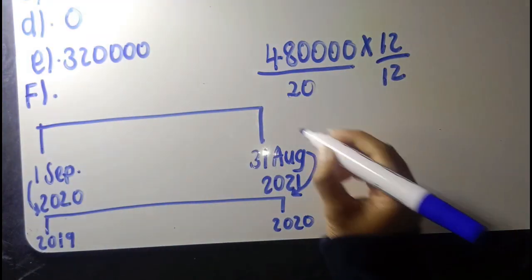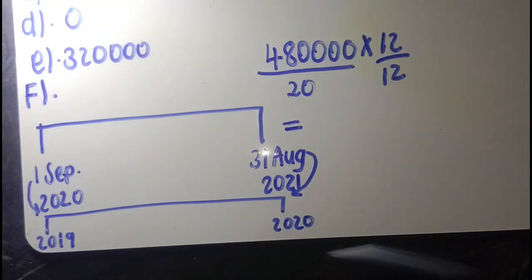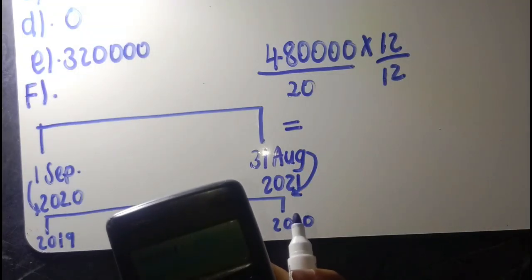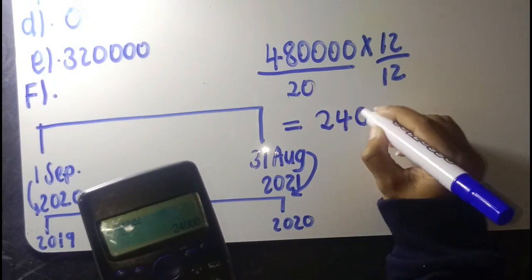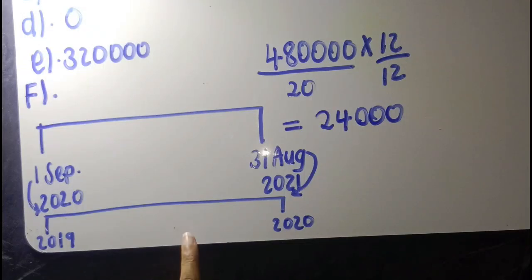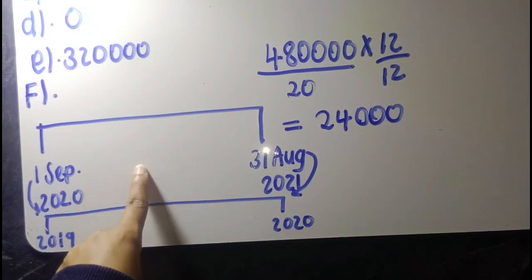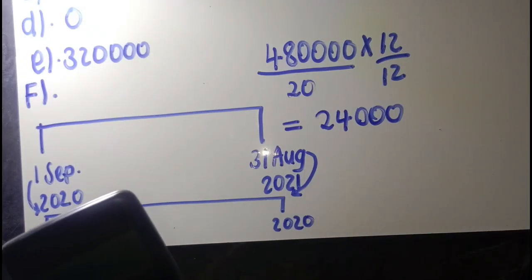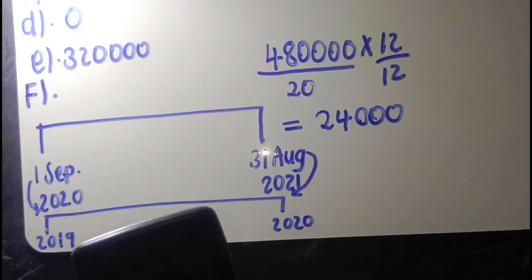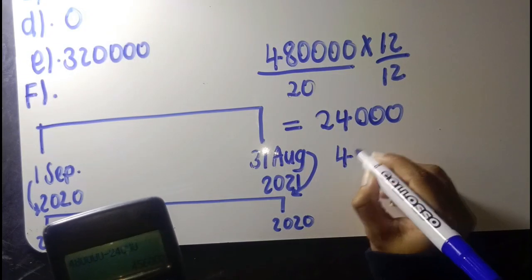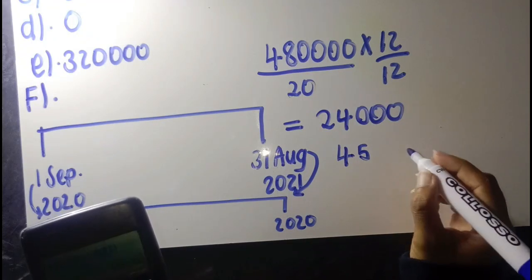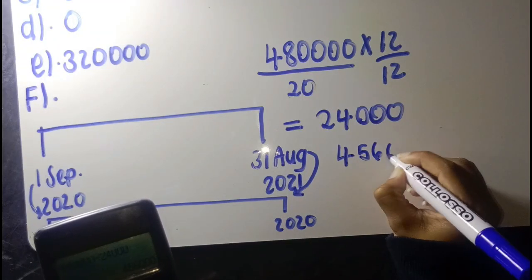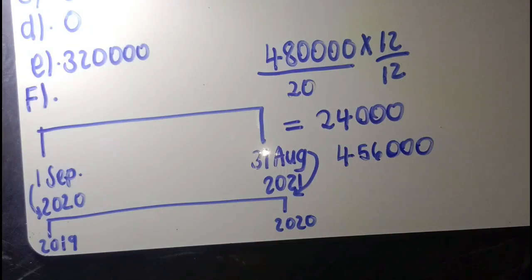So now what you're gonna do is calculate this: 480,000 divided by 20, and you have 24,000, right? For the first year. So for the second year, in our business, you're going to say 480,000 minus 24,000, because they said reducing, right? And you have 456,123.